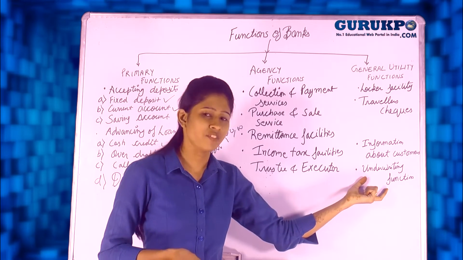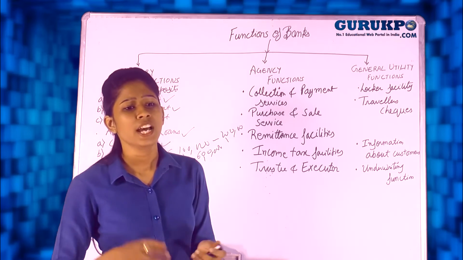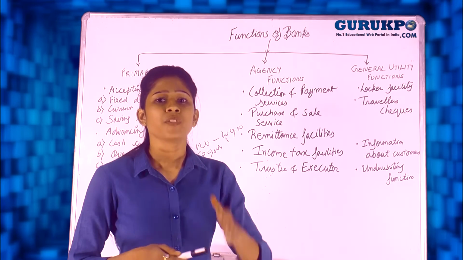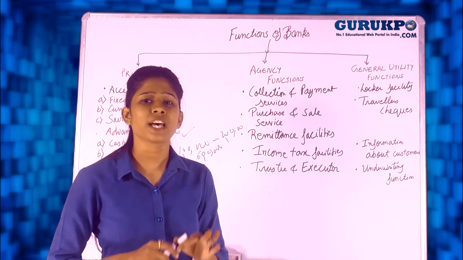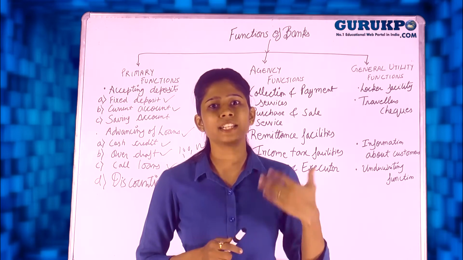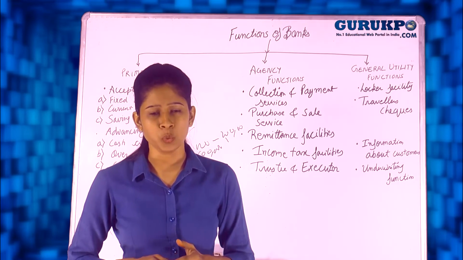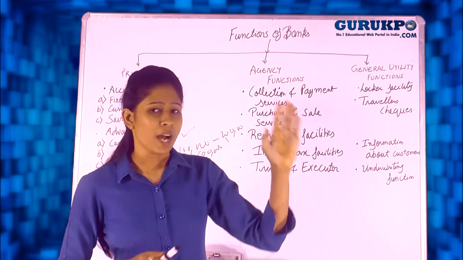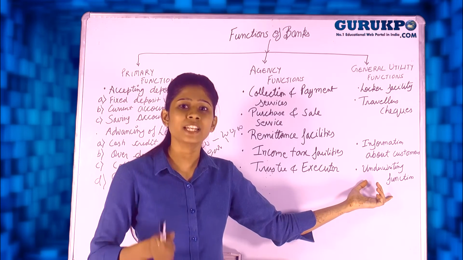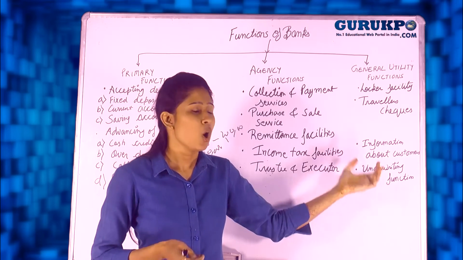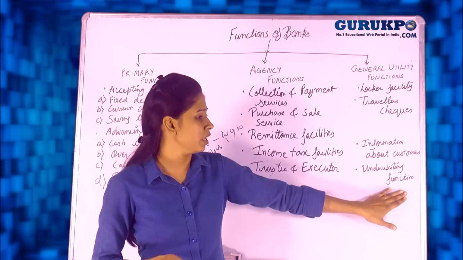Last is underwriting function. What is underwriting function? Under the underwriting function, the bank performs the work of underwriter as the customers have trust in the bank rather than the company whose shares are being issued. So the company advises the bank to please perform the underwriting function, and the customer, having trust in the bank, takes the shares.